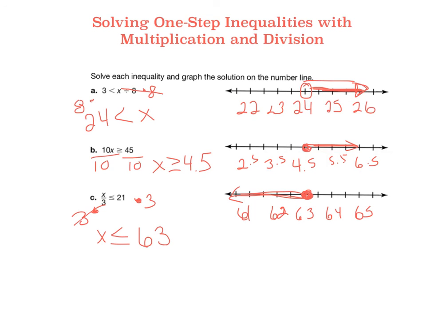Welcome back. Here are the answers and their graphs. Both of these are going to be closed circles because they have the equal to sign underneath both of them.